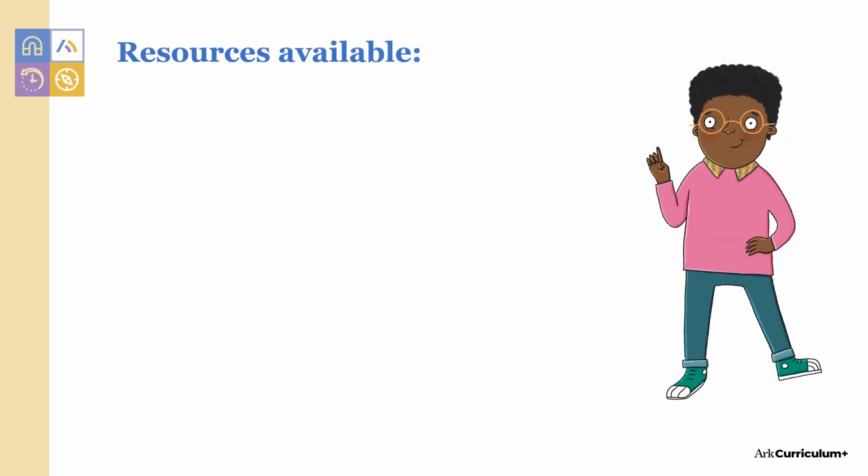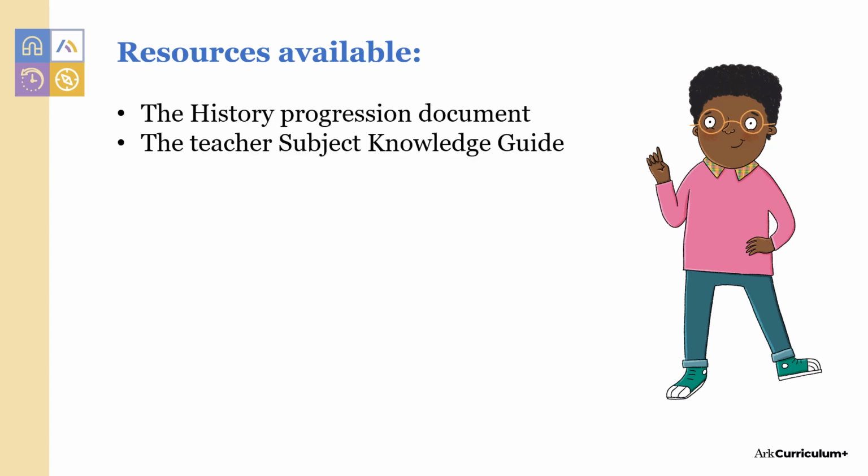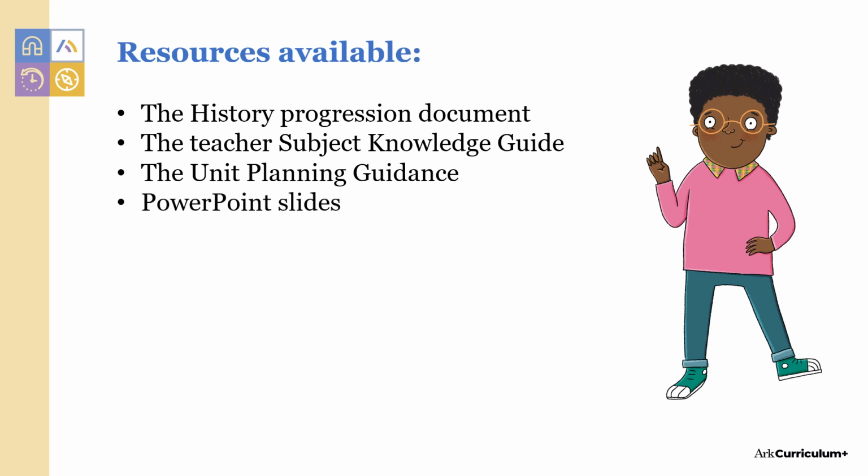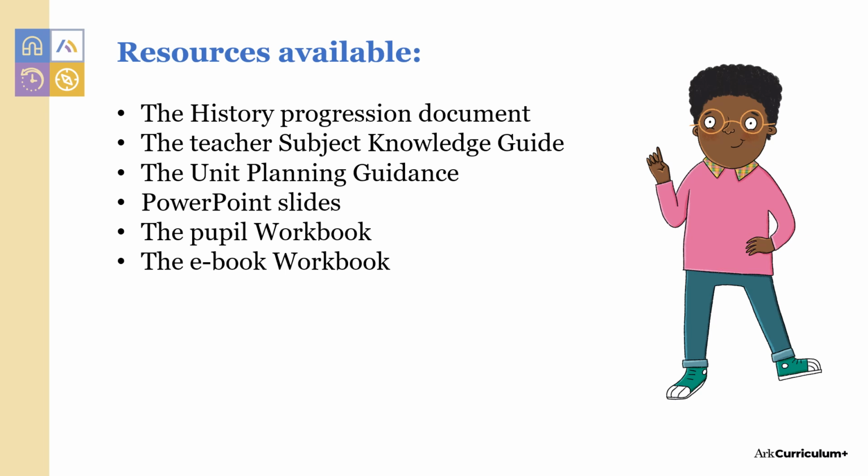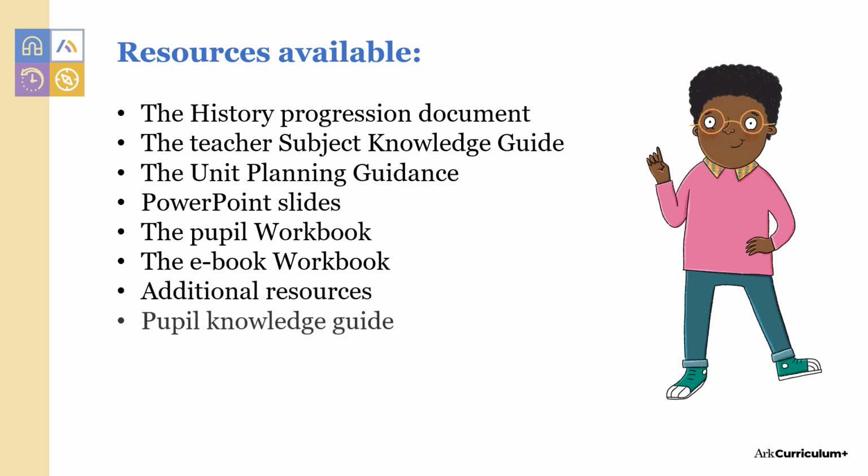The resources available to you on Oxford OWL are the History Progression Document, the Teacher Subject Knowledge Guide, the Unit Planning Guidance, PowerPoint slides for every lesson, the Pupil Workbook and the eBook Workbook, additional resources to go alongside the lessons, the Pupil Knowledge Guide, posters and discovery box cards.